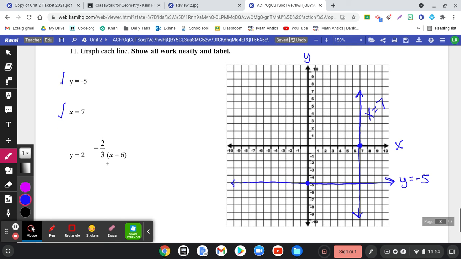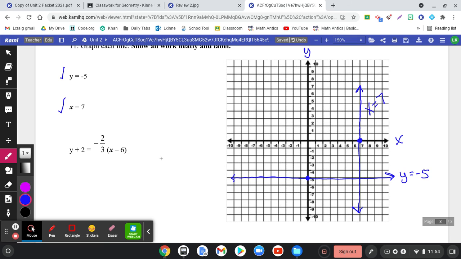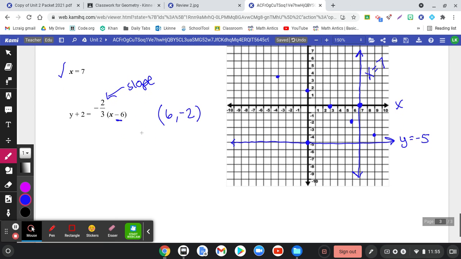All right, and with this one, if you want, you could say the point that falls on the line, because we're in point-slope form, would be positive 6, negative 2. And here's your slope. So you could start at 6, negative 2. And then you have to use your slope. So going down 2 over 3. Can't go any further. So if we go up 2, backwards 3, up 2, backwards 3, you could plot it that way. That's not something we're used to, though.